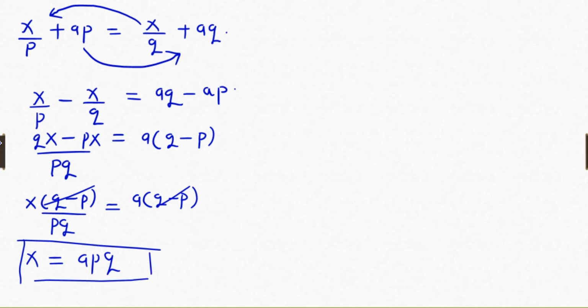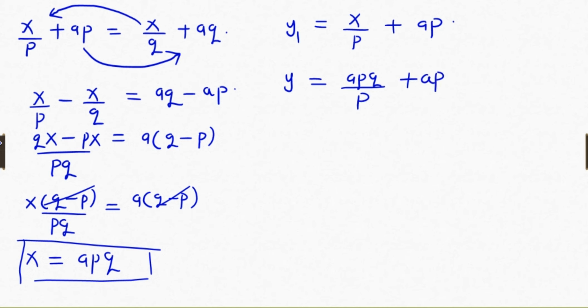So we need the y coordinate. Don't forget that we said y1 is equal to x out of p, then plus ap. Where there is x, we are going to substitute apq. So our y coordinate is equal to apq divided by p, then plus a multiplied with p. So this p will cancel with this p, so we shall remain with y equal to aq plus ap. We can simplify this, so y equals a into q plus p.